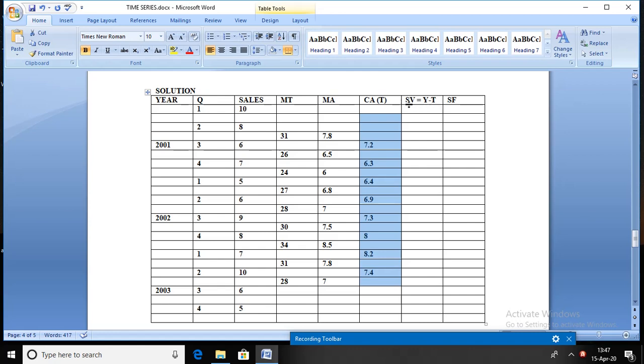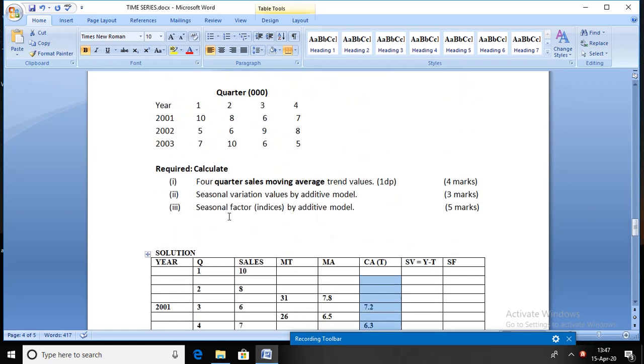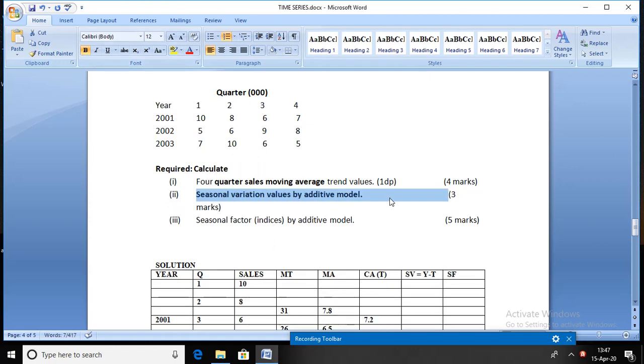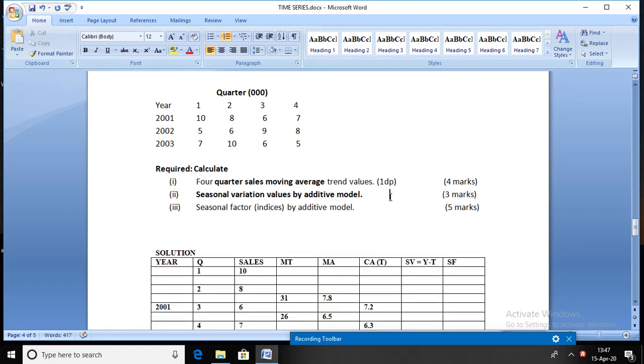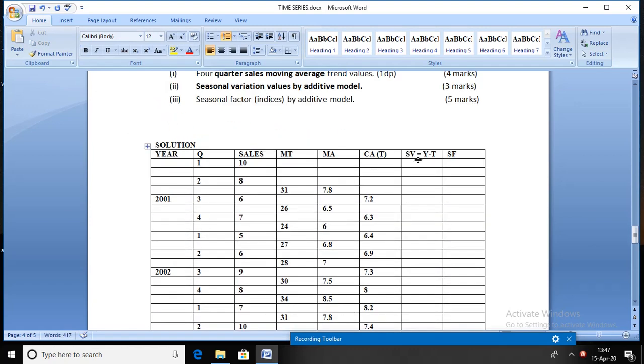The seasonal values using additive model. That's the question there. So if we are using additive model, our S is going to be Y minus T. So we have the Y values, which are sales values, and we have the trend values, the centered averages we have calculated.